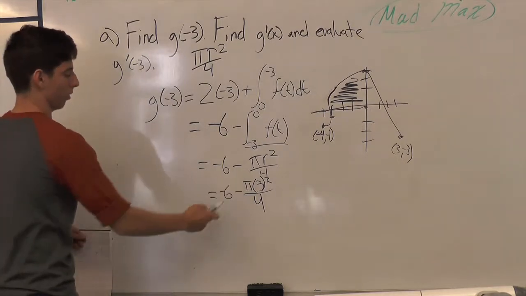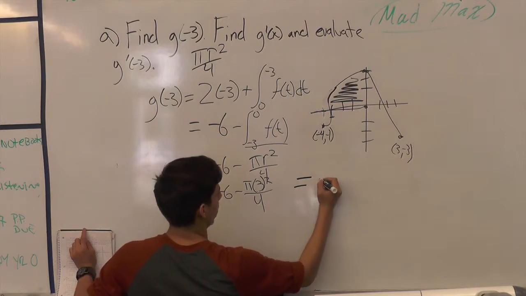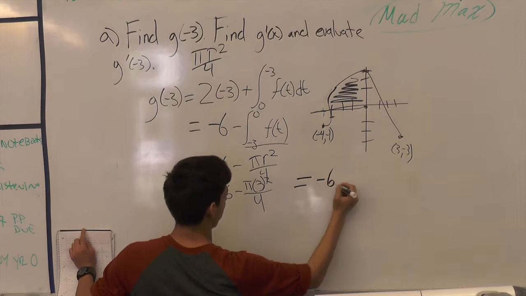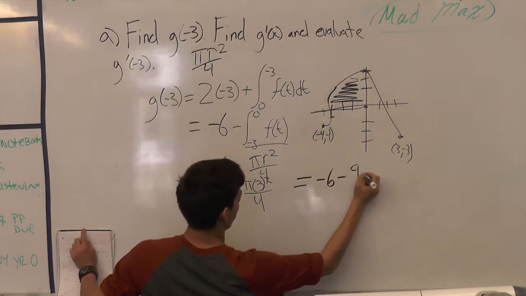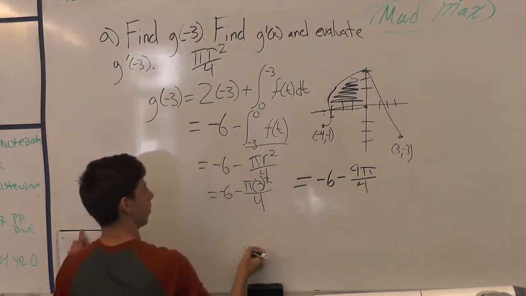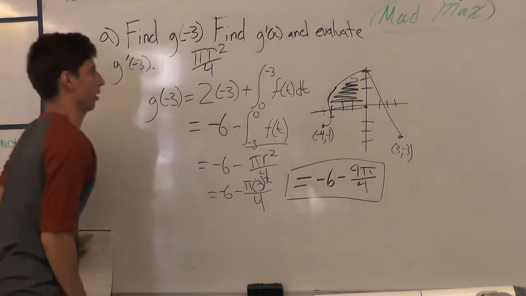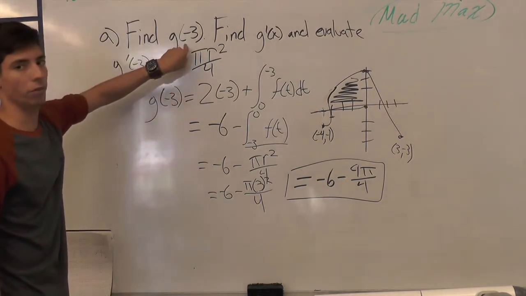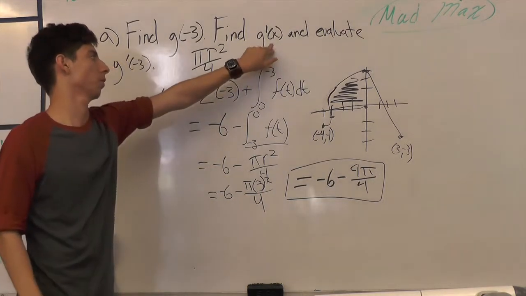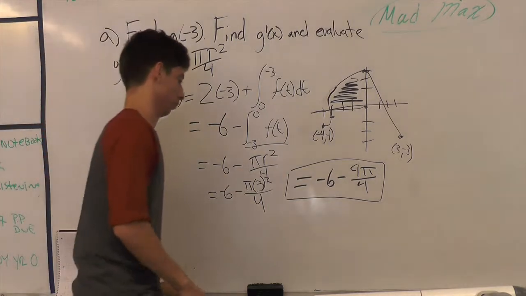And now you solve this. The answer for g of -3 is equal to -6 minus 9 pi divided by 4. That's your answer for g of -3. Now we have to find g prime of x and g prime of -3.